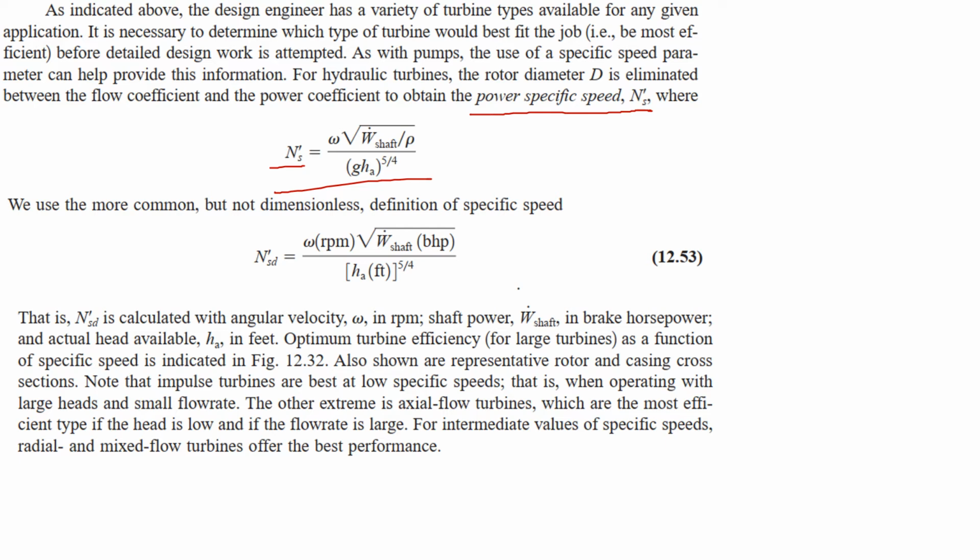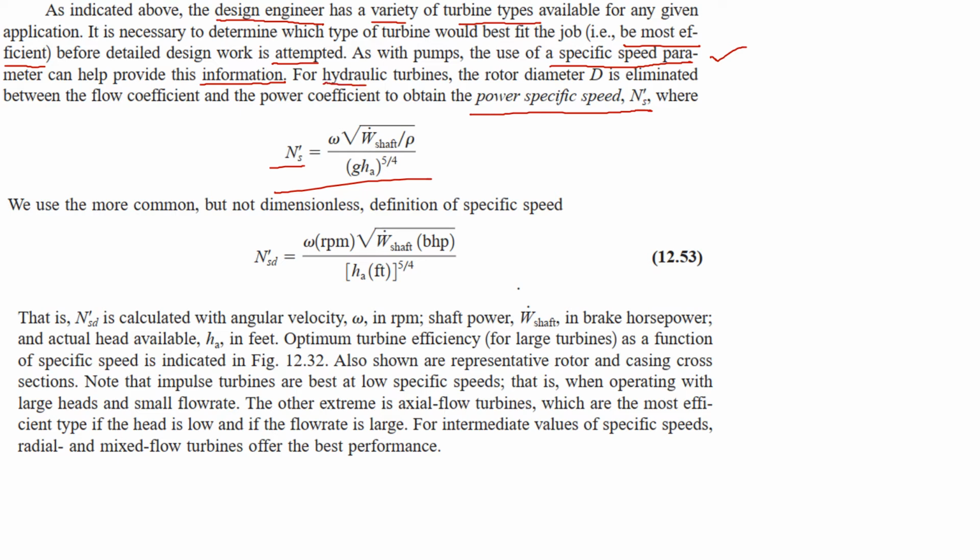As indicated above, the design engineer has a variety of turbine types available for any given application. It is necessary now to determine which type of turbine would best fit the job, and the best fit is the most efficient. Before detailed design work is attempted, as with pumps, the use of the specific speed parameter can help provide this information. Remember that we also used this specific speed parameter when we were talking about pumps, and how we used different specific speeds to select different types of pumps.